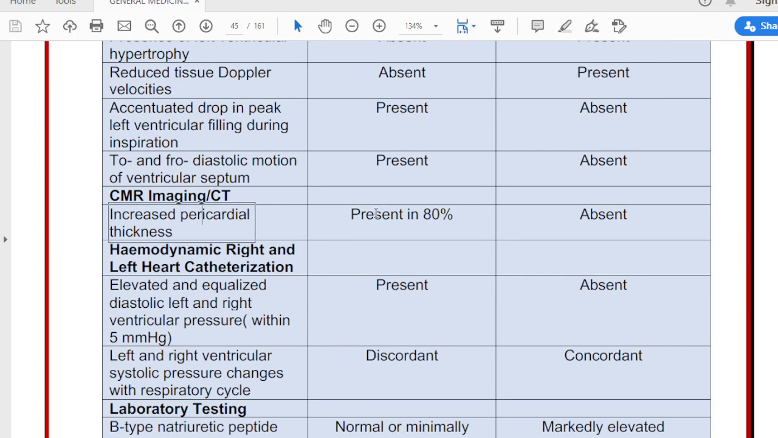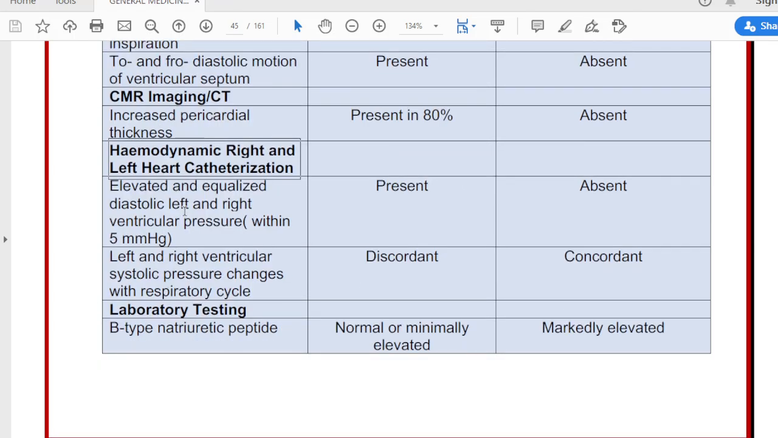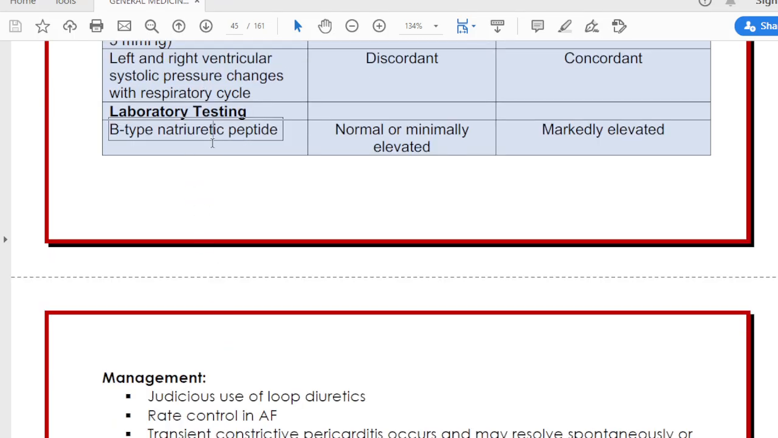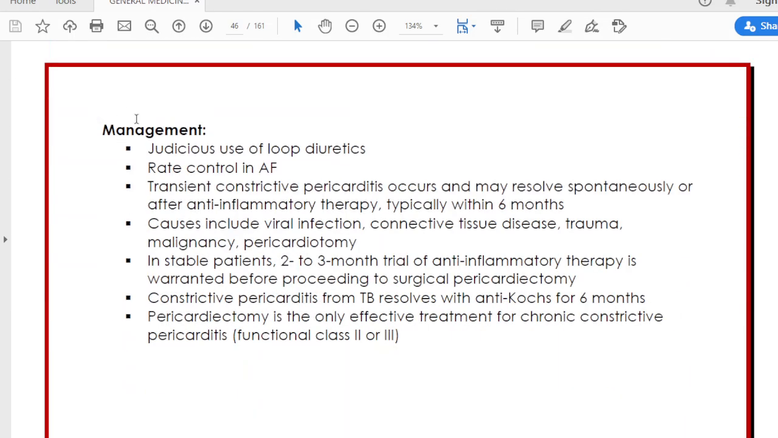Increased pericardial thickness: present in 80% of constrictive pericarditis, absent in restrictive cardiomyopathy. Hemodynamic right and left heart catheterization. Elevated and equalized diastolic left and right ventricular pressure: present in constrictive pericarditis, absent in restrictive cardiomyopathy. Left and right ventricular systolic pressure changes with respiratory cycle: discordant in constrictive pericarditis, concordant in restrictive cardiomyopathy. Laboratory testing. B-type natriuretic peptide: normal or minimally elevated in constrictive pericarditis, markedly elevated in restrictive cardiomyopathy.